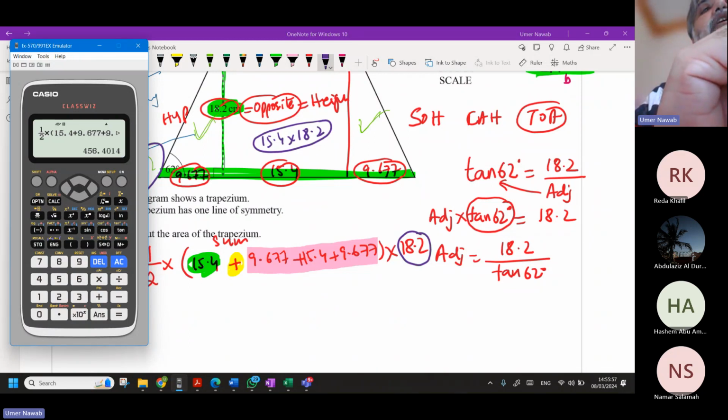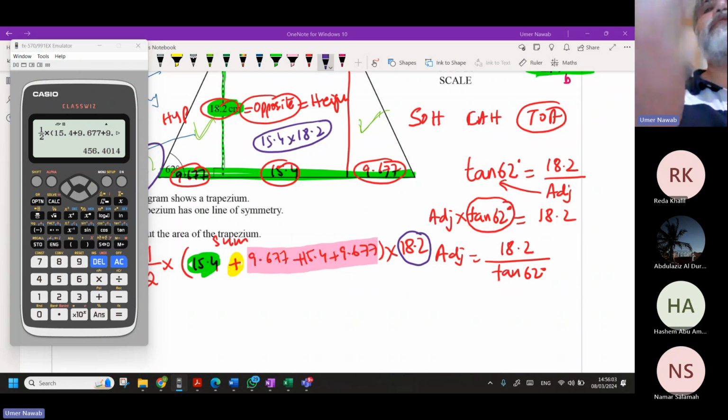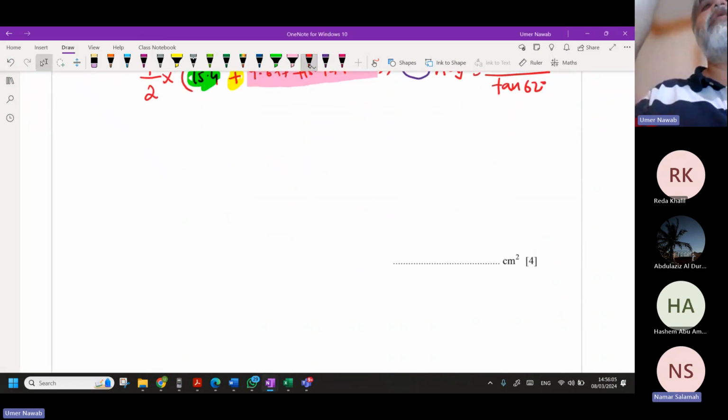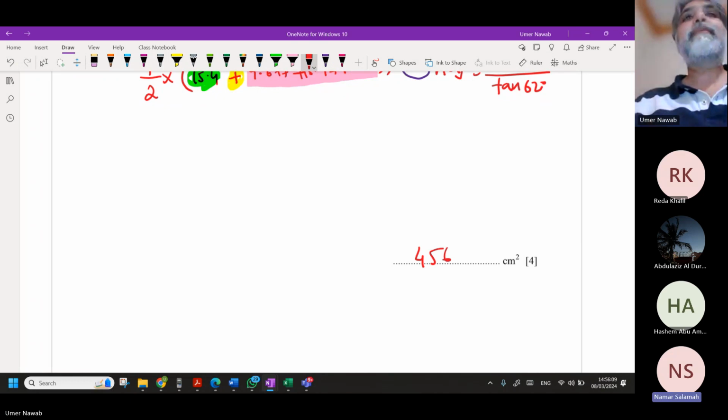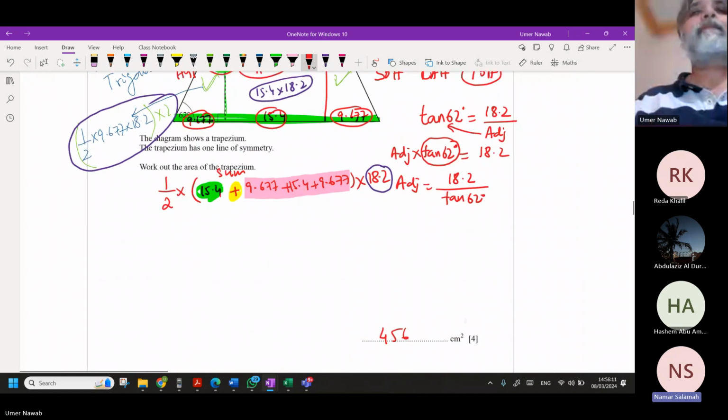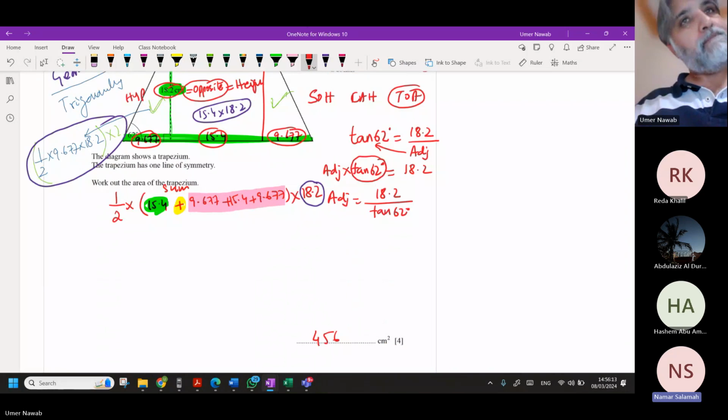Now, I have to give my answer to 3 significant figures at the final stage, so I should copy only 456 here. Yes, sir, 456. So after I find all sides, I have to multiply the base by half and the height. Yeah, that's it.